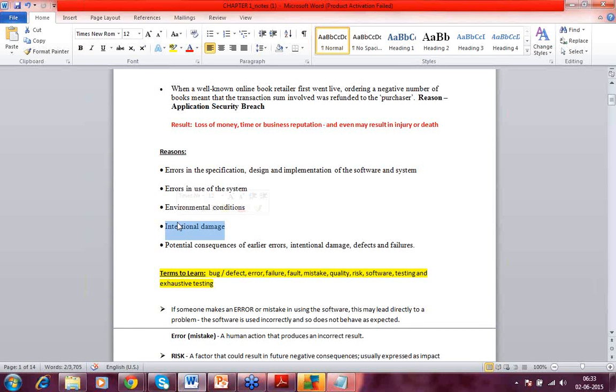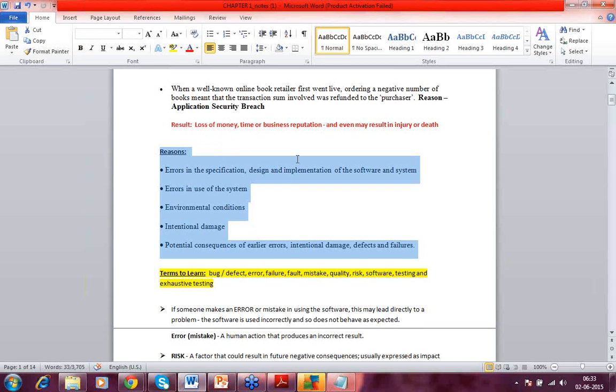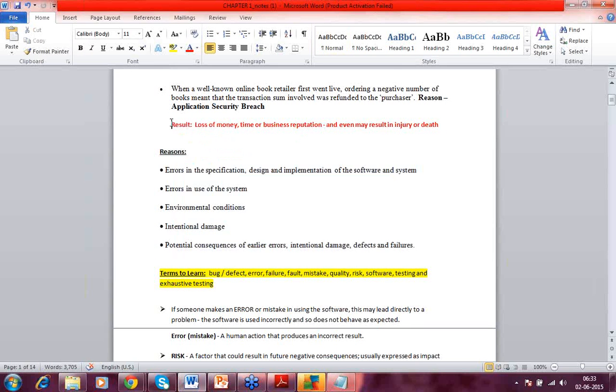So it could be potential consequences of earlier errors, intentional damage, or there are some failures in your software, or there are some defects in your software. So these are some of the reasons why software fails and what kind of result it can create when things are failing.